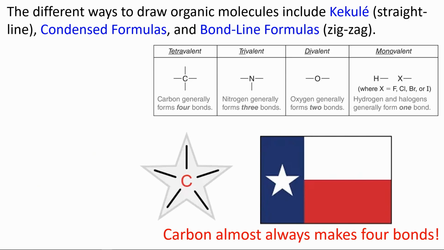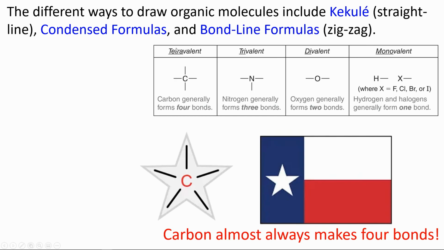So in summary, there are several different ways to draw organic molecules. And we're going to be focusing on the bond line formulas or the zigzag formulas. Now I mentioned before carbon generally forms 4 bonds. This is because of the number of valence electrons. Carbon has 4 valence electrons, and therefore it's going to be able to form 4 bonds. That means carbon is tetravalent.